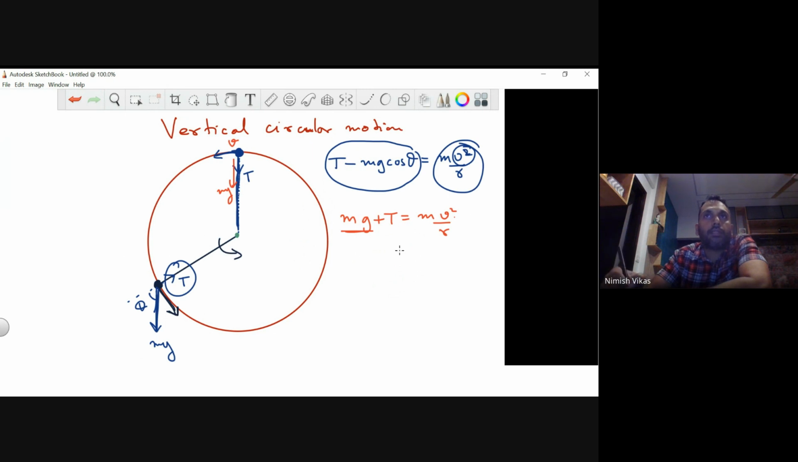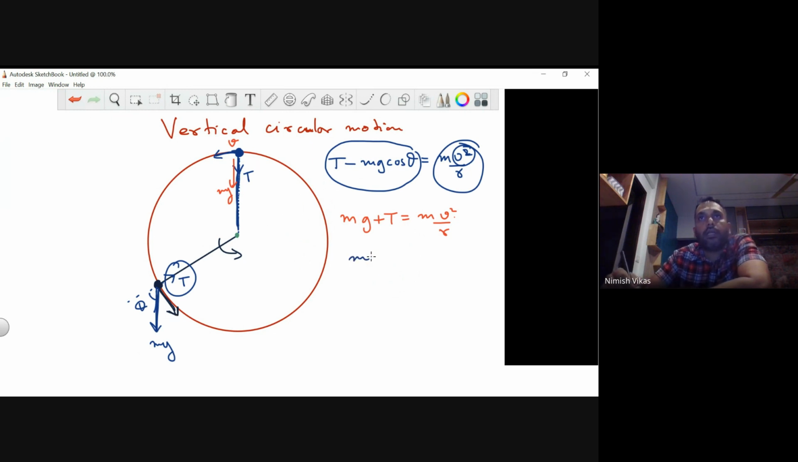Will mg become less? The tension will become less. That you can feel when you are whirling it in vertical. You still lower the velocity, tension will become even less. Still lower the velocity. So at the lowest, you can make tension 0, and mg is alone taking care.